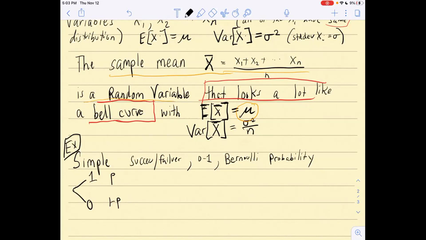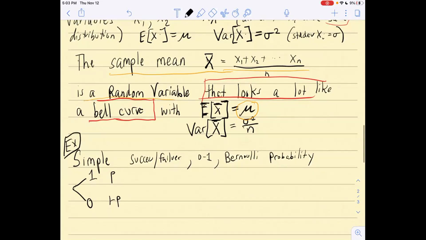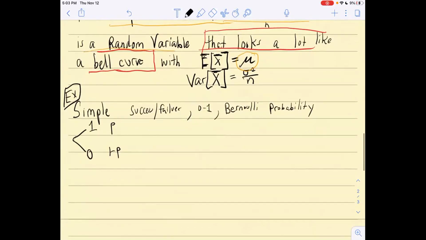So let's see here. Yeah, so let's say that we have, let me think here. Okay, yeah, let's do it this way. So let's say it's 50-50. So let's say, just to make it simpler, let's say P equals 1/2. So this is just like flipping a coin, 0 or 1.